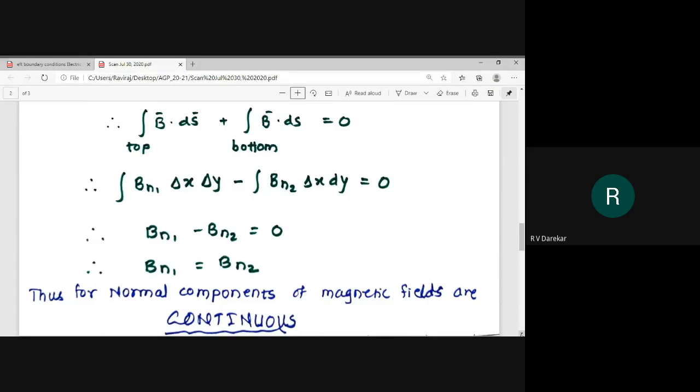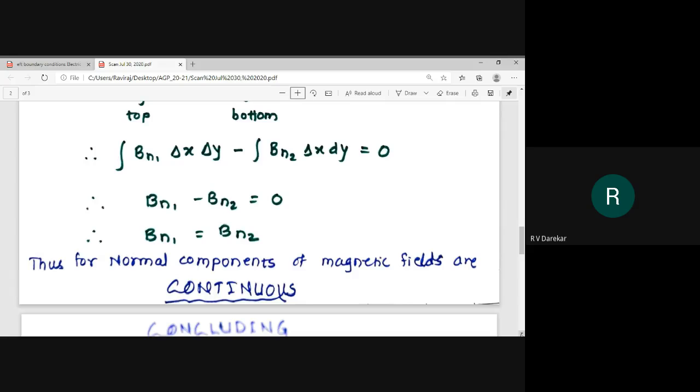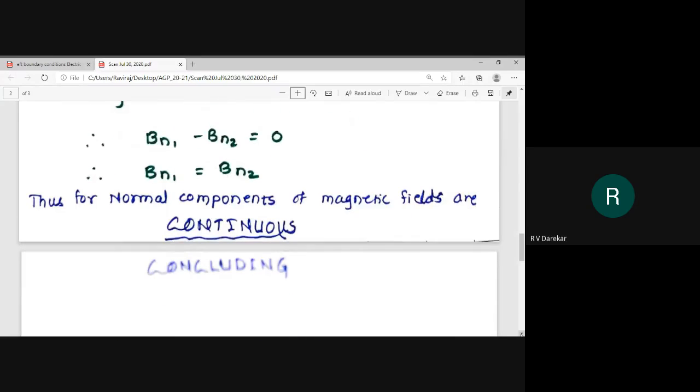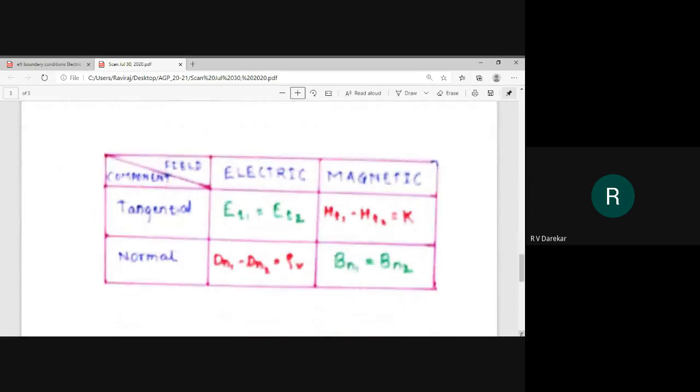That is, in case of electric field, tangential components were continuous and normal components were discontinuous, and in case of magnetic fields, tangential components are discontinuous and, in case of magnetic field normal component, field components are continuous. So to avoid the confusion, we can write the overall structure in this unit.